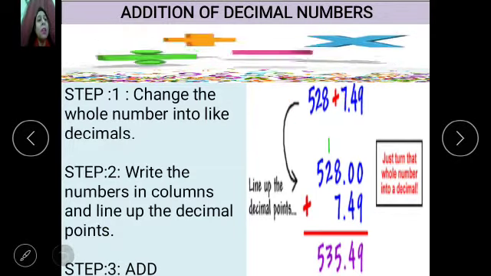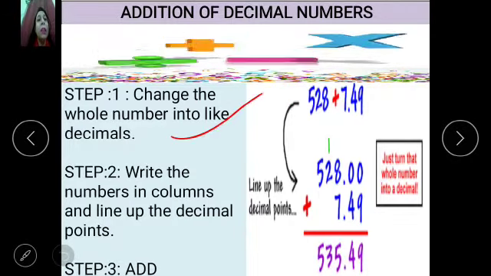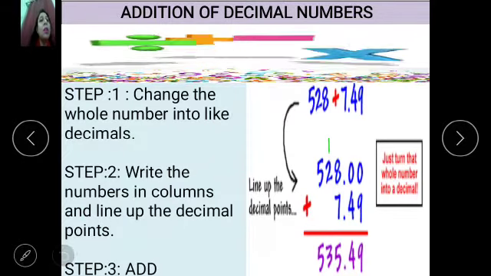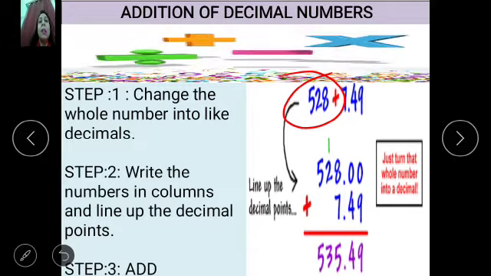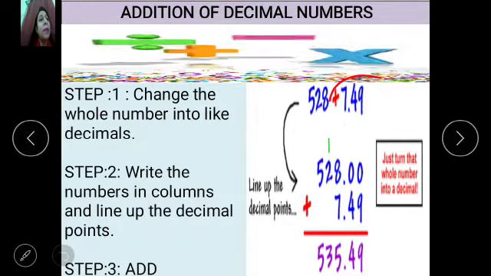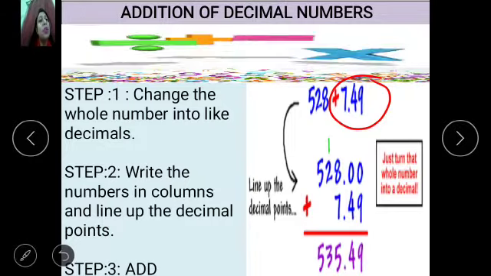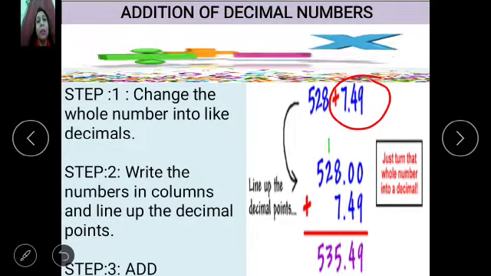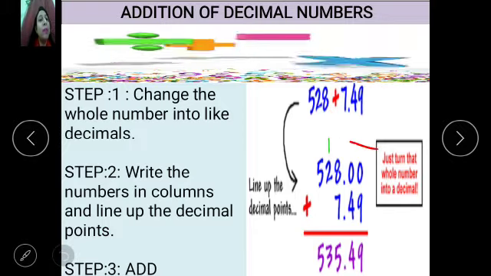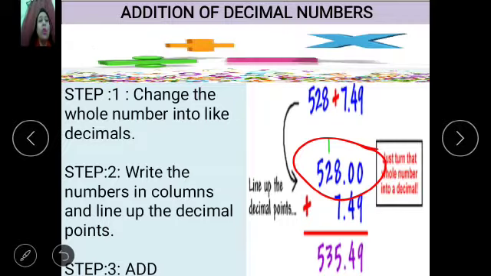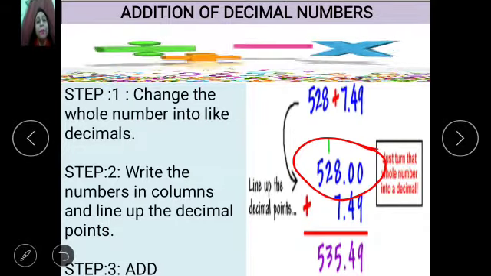Now, in the first step, change the whole number into like decimals. This is a whole number, we have to change it into like decimals. The second number is 7.49. After the point, two digits are there. So we just change it to 528.20, we just put it after the decimal.